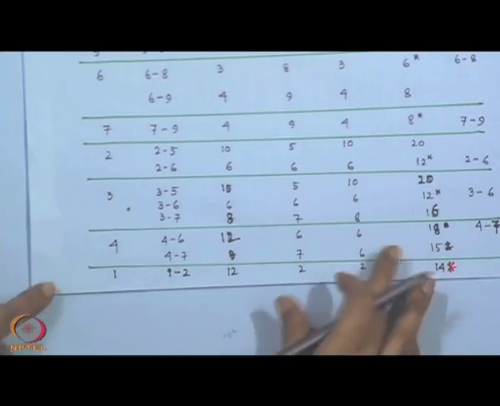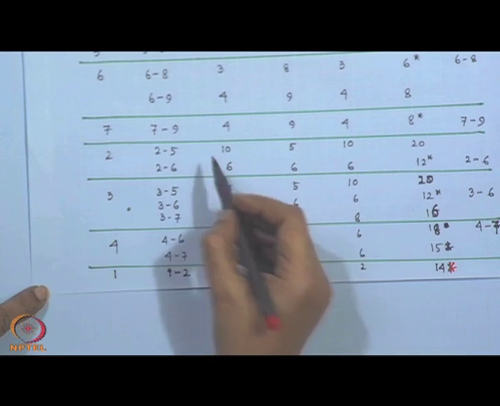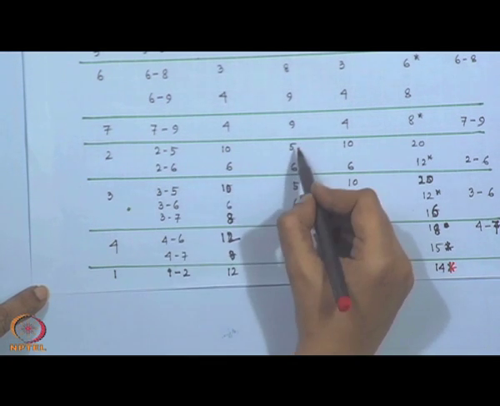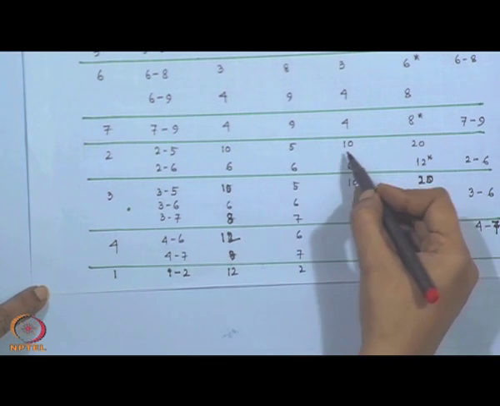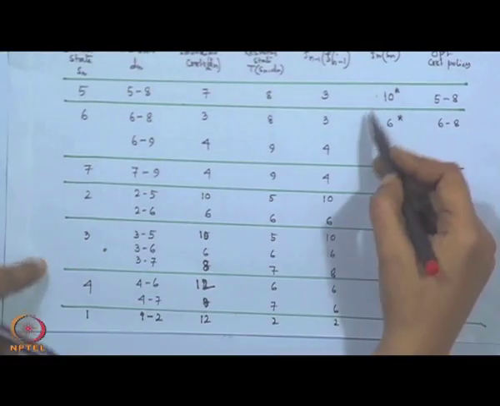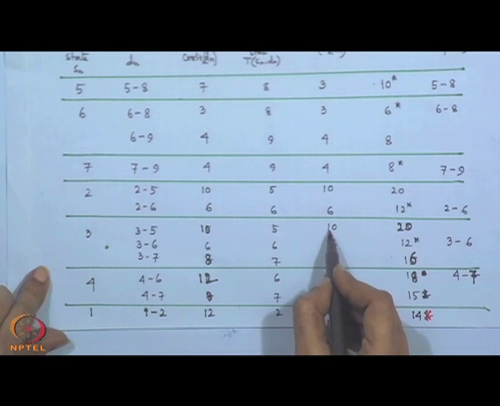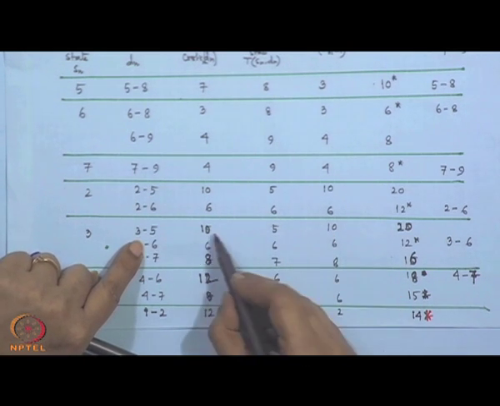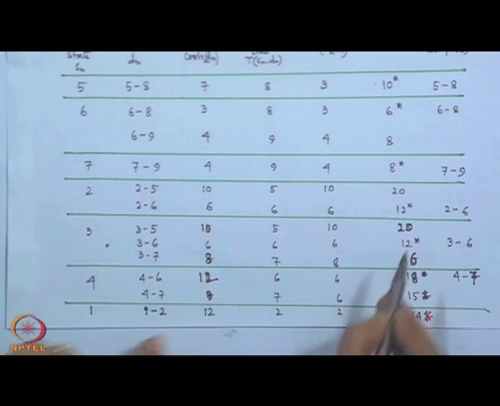from 2 there are only 2 alternatives, 2 to 5 and 2 to 6. This is the immediate cost, this is the resulting state, this is the optimal solution for the previous stage. Just now we considered that for 5 it is 10, that is why we wrote 10, and therefore the total cost is 10 plus 10, 20.